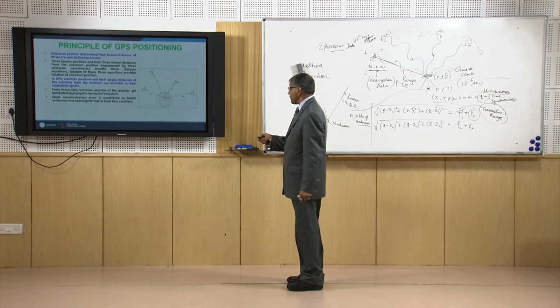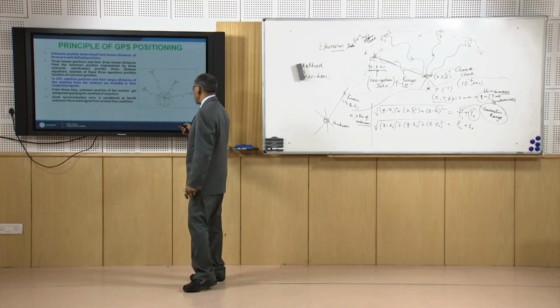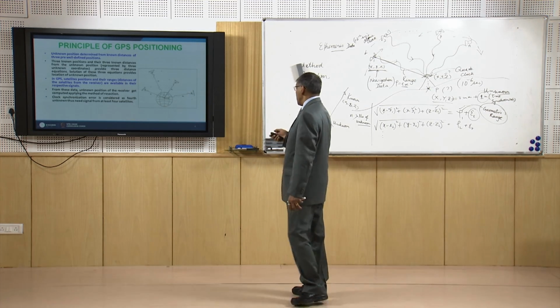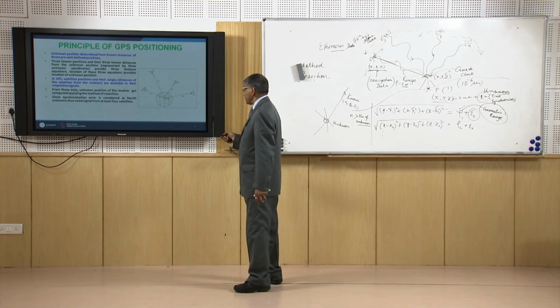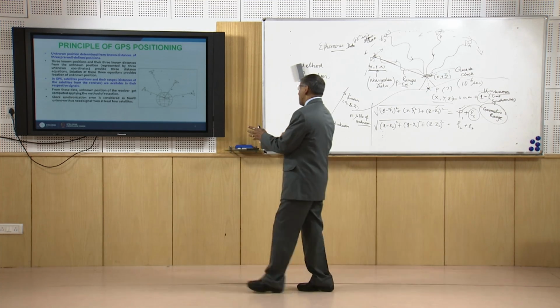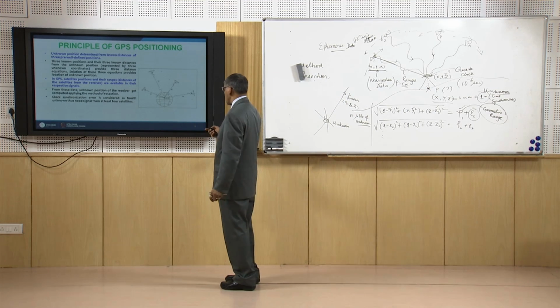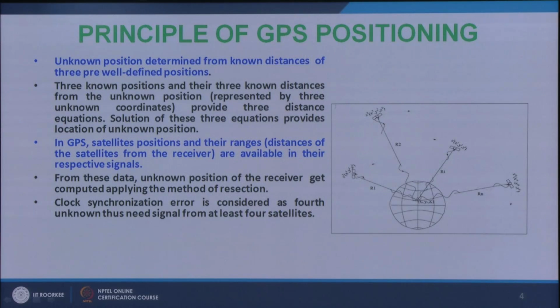So to reduce the cost of the receiver, we use a very cheap clock in comparison to an atomic clock. That is the quartz clock we use. So one more unknown crops up, and that unknown is the clock synchronization error, which we take as another unknown, and we resolve that by taking data from one more satellite.